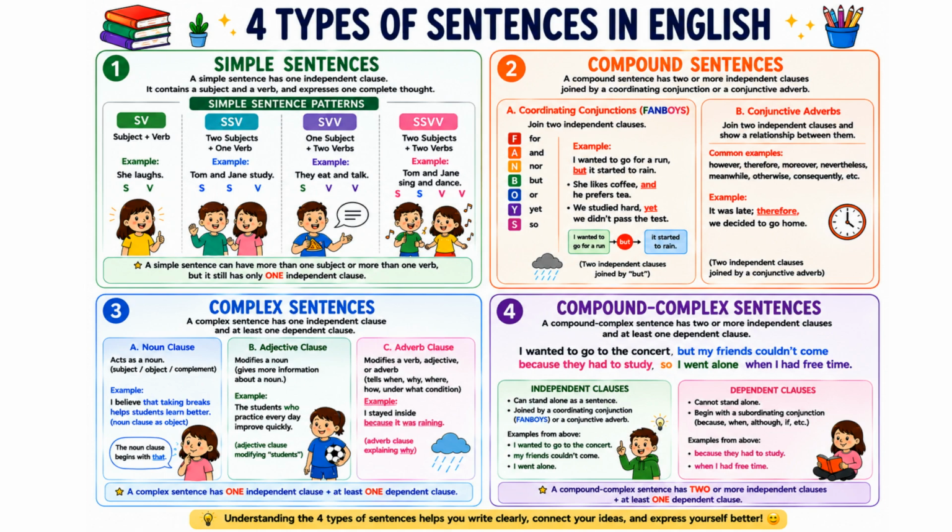So next time you write a paragraph or an essay, take a look at your sentences and ask yourself, what type of sentence am I using? That's it. Once you understand the four types, sentence structure becomes much easier, and your writing can become clearer, more varied, and more interesting.